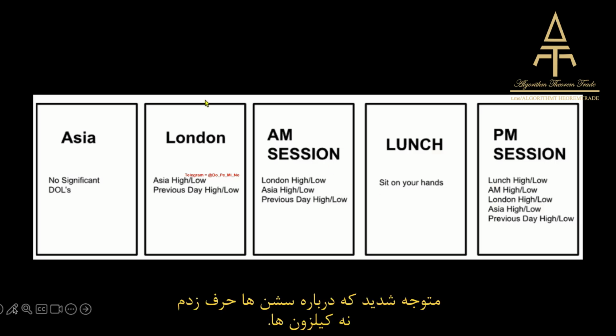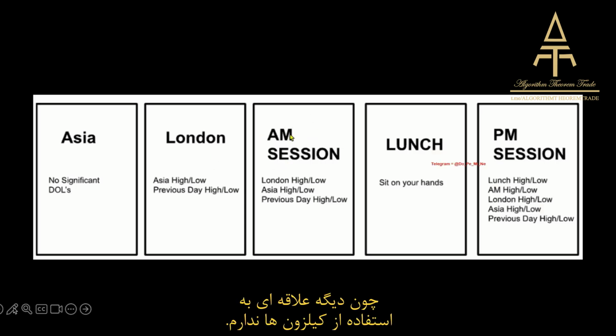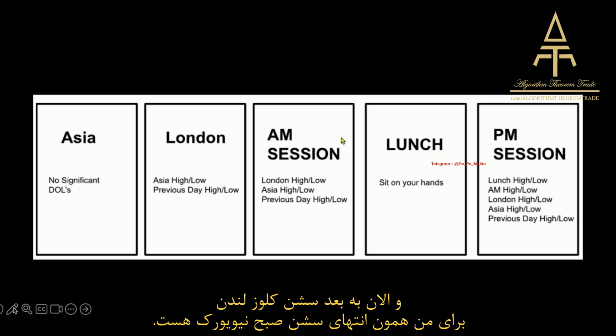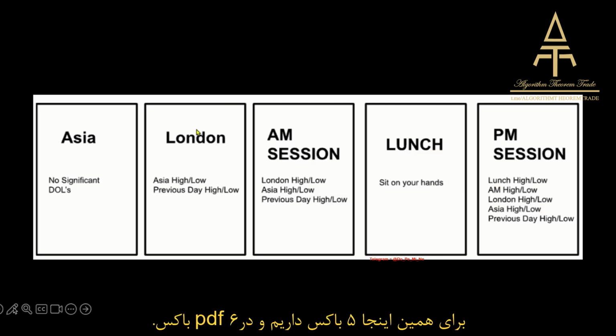And as you might note, I have decided to share sessions and not speak about kill zones. The reason why I've decided to share sessions instead of kill zones is because I'm not a big fan of the use of kill zones anymore. Because I do not look at London close as London close kill zone. I look at it as the end of the AM session. And that's why you see 5 boxes here, whilst in the time PDF there was 6.